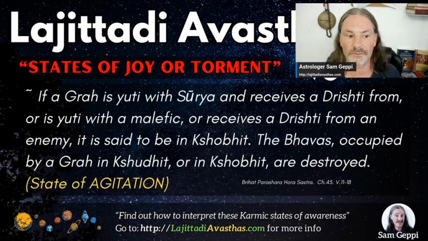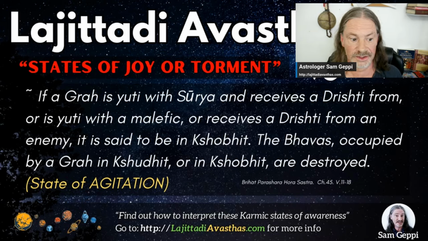And then there's a state of agitation. Graha is yuti with Surya, the sun, and receives a drishti from or yuti with a malefic. A drishti means aspect, yuti means conjunction. With a malefic, or receives an aspect from an enemy, it is said to be in Kshobhit. So it's not just joined the sun. That could make it combust, but it's also getting a difficult aspect. The bhavas occupied by a graha in Kshobhit are destroyed. This is a state of agitation, with the planet joined the sun, receiving drishti from or yuti with a malefic, etc.